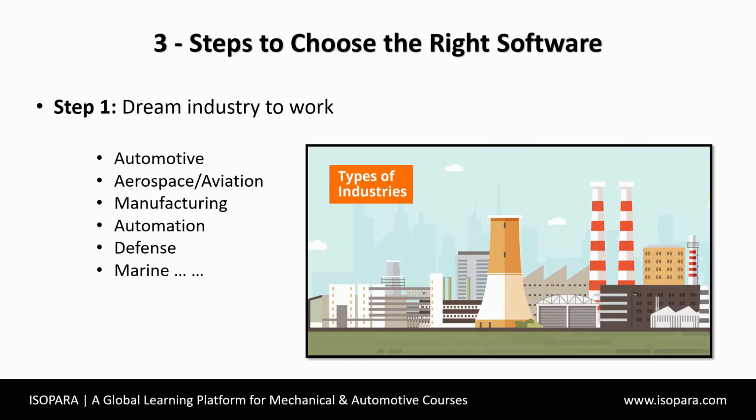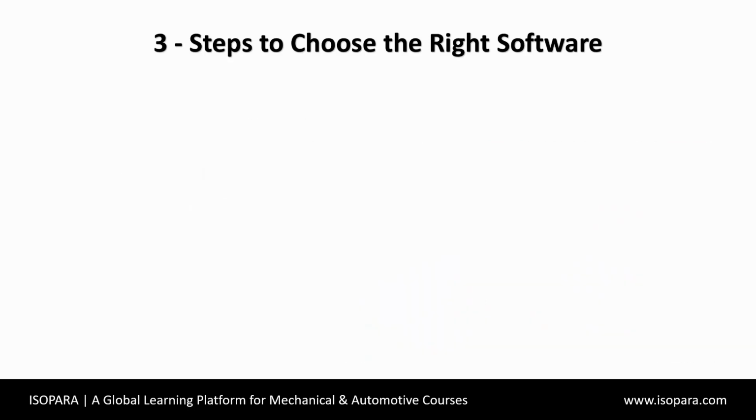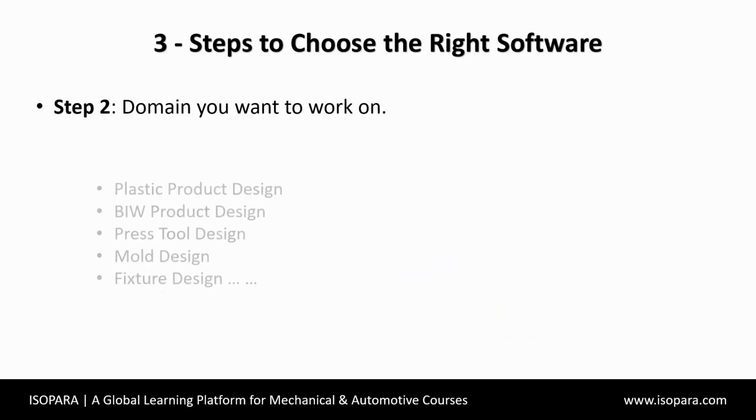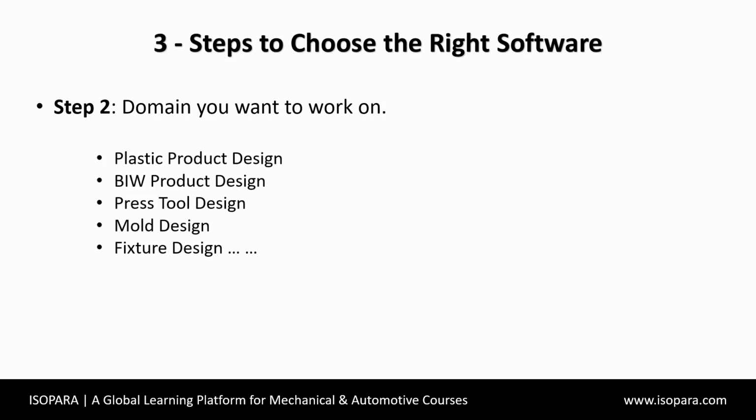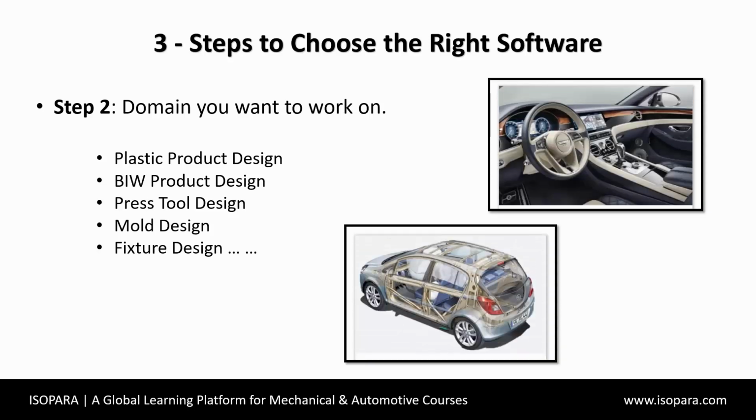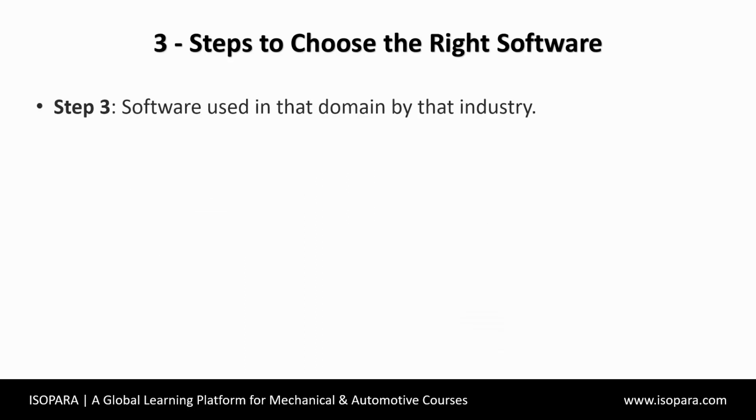Once you complete step 1, then there is the next step, which is step 2, that is, the domain you want to work on. So now choose which domain you want to work on and want to make your career. Choose a domain you are interested in, such as plastic product design, BIW product design, press tool design, mold design, fixture design, etc.